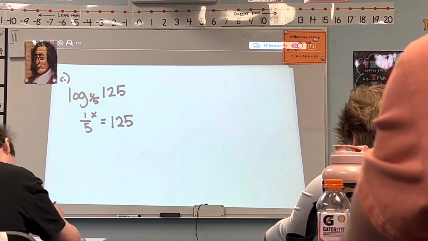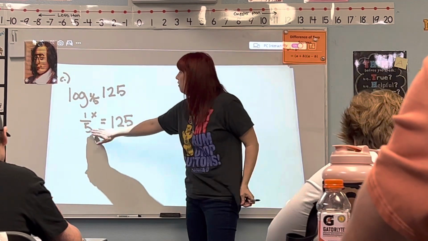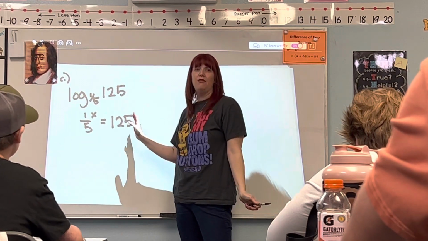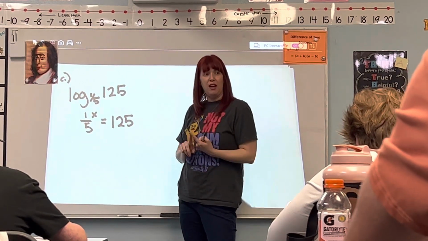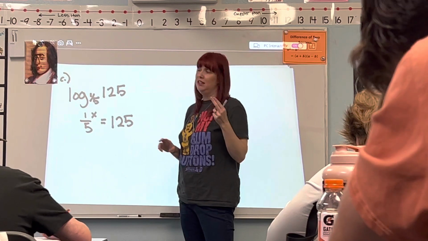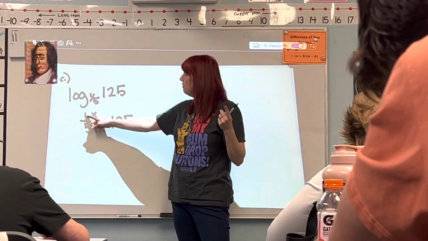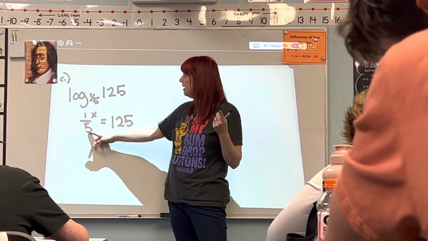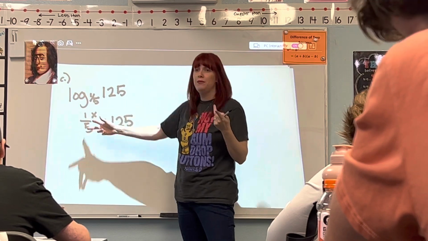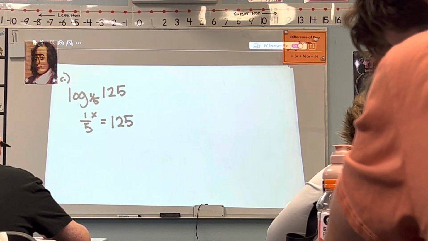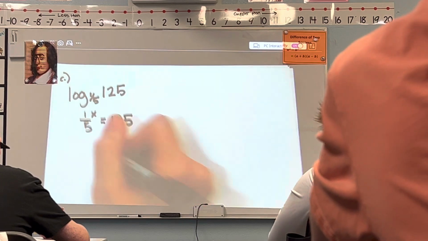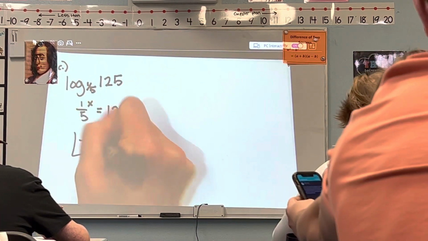Okay, look. Think about the connection between 5 and 125. 125 is a power of 5, right? 5 squared is 25. 5 to the third power is 125. But this is 1/5. So we've got to do 1/5 to some power. So in order to flip this over, you guys are right, it would have to be 1/5 to the negative third power. So this would be -3.